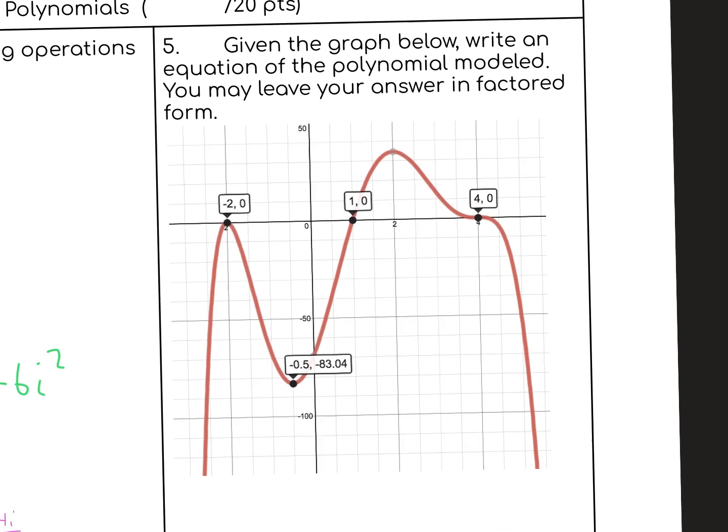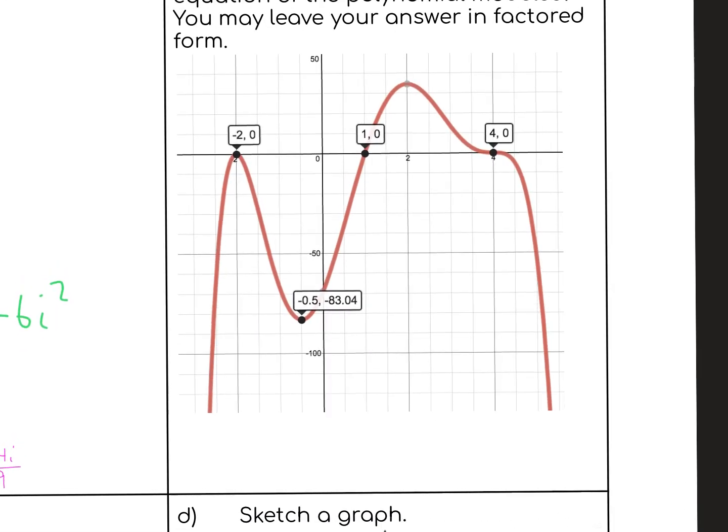Given the polynomial, write an equation of the polynomial modeled. Okay. So I have x plus 2. It looks like we bounced there, so I'm going to square that one. X minus 1, looks like we go straight through, so I'm going to leave that once. X minus 4, that kind of squiggles, so I'm going to do that 3 times.